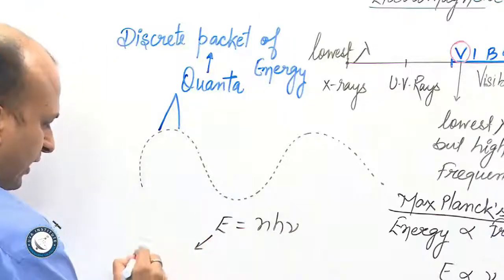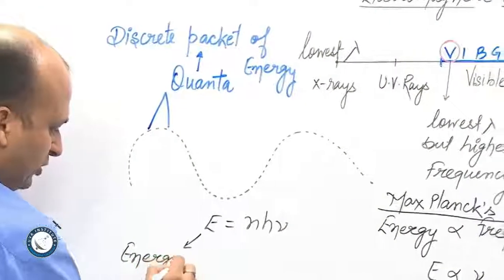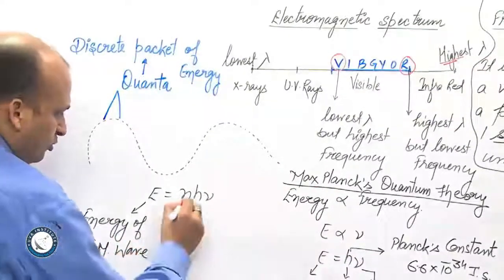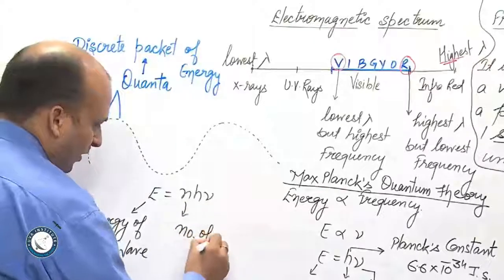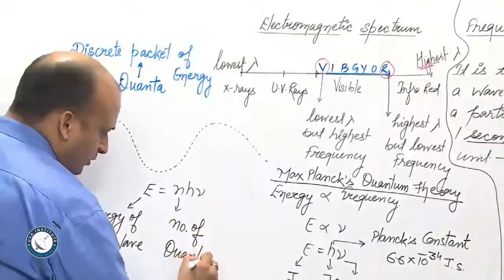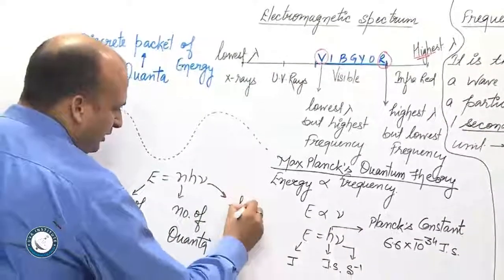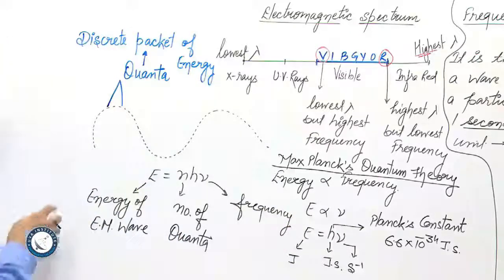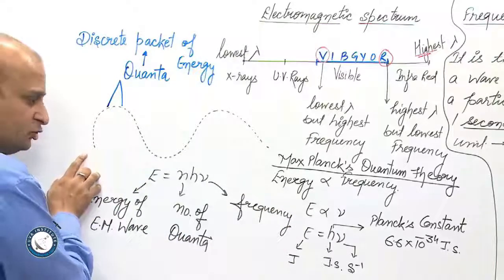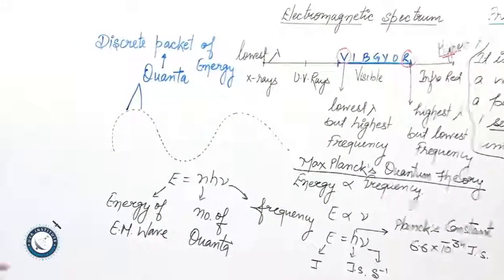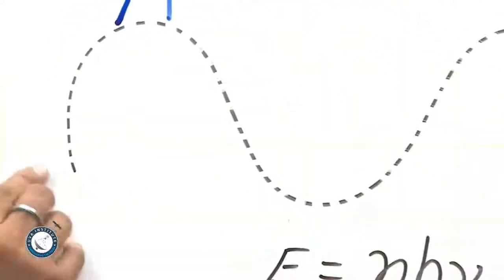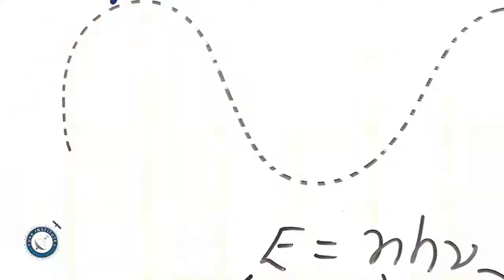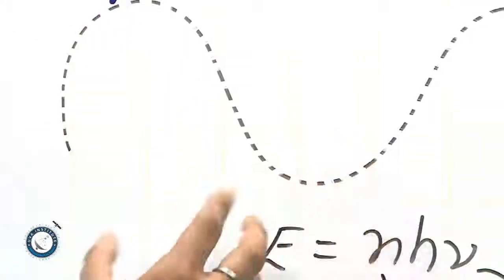So energy of the light or energy of an EM wave is actually equal to the number of quanta that it is having and multiplied by the frequency and the Planck's constant. So now how many quantas you are having over here? Zoom करेंगे और zoom करेंगे यहाँ पे. So you see, I can count 1, 2, 3, 4, 5, 6, 7, 8, 9, 10, 11, 12 like that. So more the number of quantas, more will be the energy.